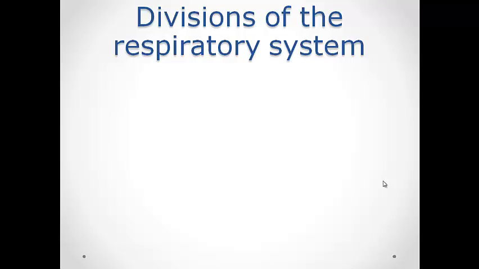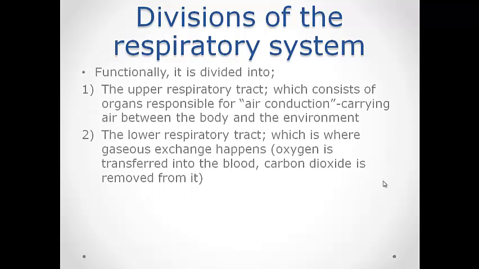Now, the respiratory system is divided in two different ways. We can either look at it from a functional aspect, or from an anatomical or physical aspect. Functionally, it's divided into an upper respiratory tract and a lower respiratory tract, and each of these has its own specific function. The upper respiratory tract consists of any organ that is responsible for air conduction, so that's carrying air between the body and the environment, whether from the environment into the body or from the body out into the environment. So that basically consists of the passages that we spoke about a few moments ago.